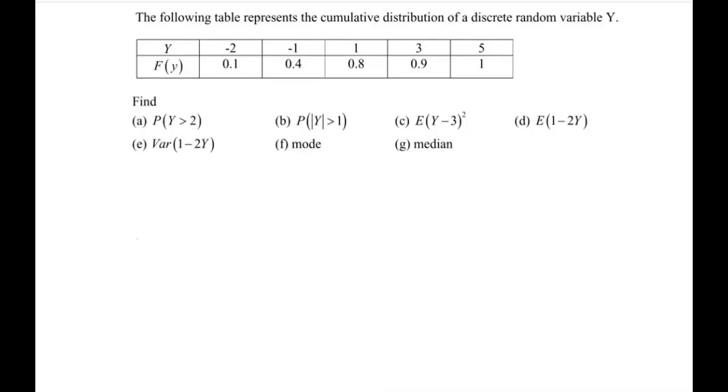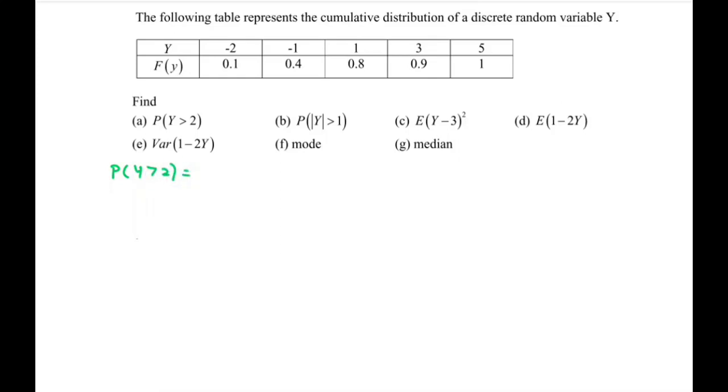Hello everyone, in this video I'm going to discuss the example for discrete random variable. So this kind of question is making use of the cumulative distribution. The following table represents the cumulative distribution of a discrete random variable. Given we have the table which is in CDF, find A, the probability that y greater than 2.